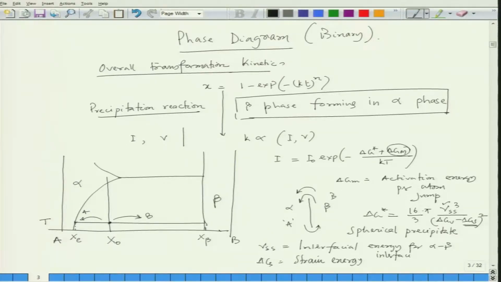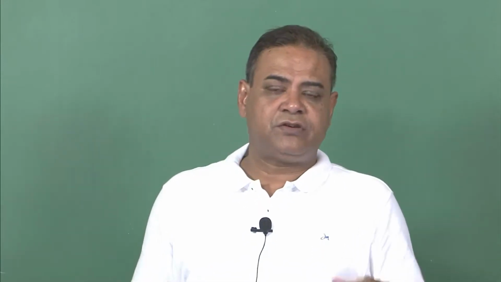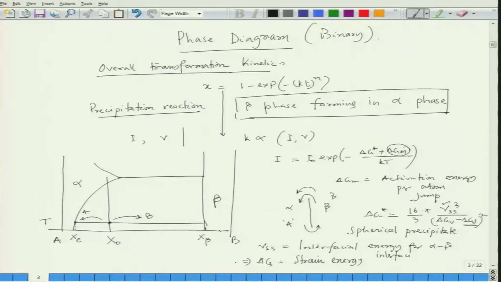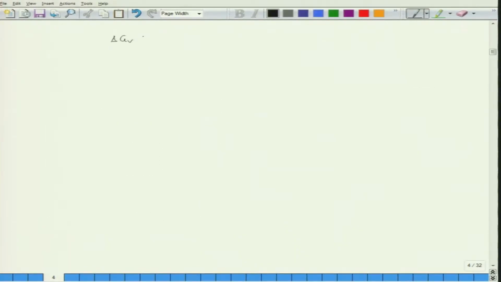because whenever we have a solid, another solid when it forms, if that solid has a different crystal structure, or its crystal lattice has a higher or lower lattice parameter than the parent phase, then we would have some sort of straining across the interface between alpha and beta, and that strain energy is dictated in this delta Gs, which is a positive term, and delta Gv is nothing but again the volumetric free energy.